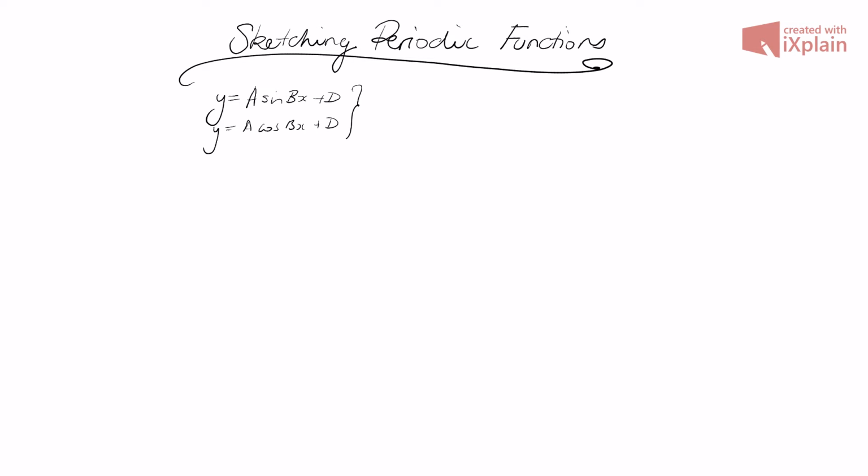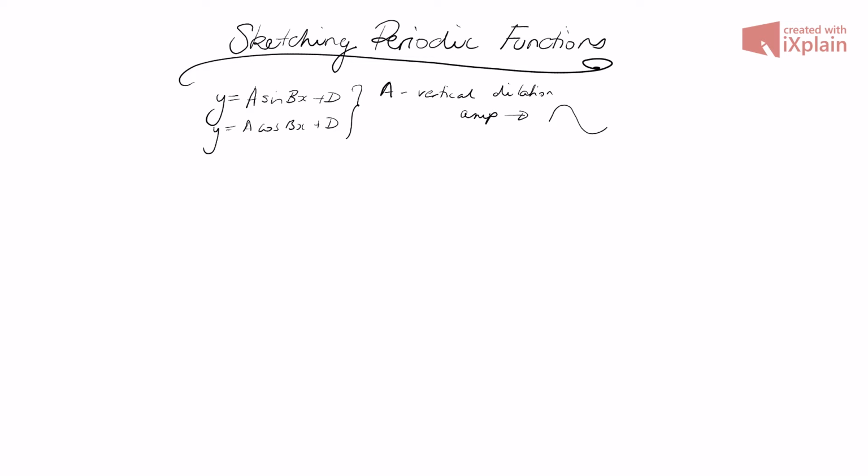Now, just as a bit of a recap, the a is the vertical dilation factor. That means it changes the amplitude. It stretches the function up or squishes it down. Remember that the amplitude is the height of the function measured from the midline.